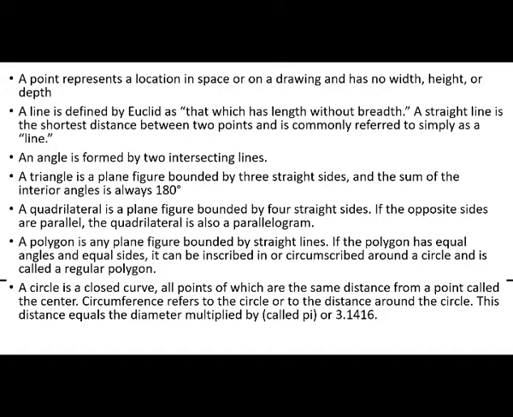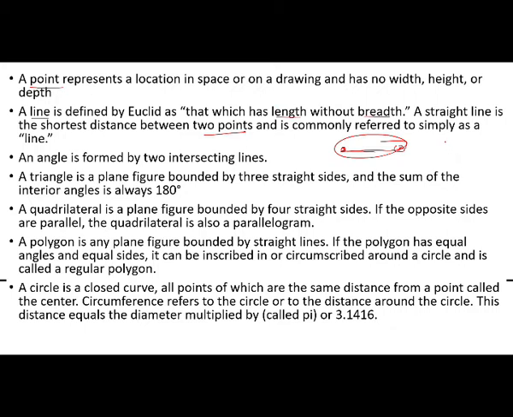So some important lines are there. A point represents a location in space or on a drawing and has no width, height, or depth. That is the definition of a point. A line is defined by Euclid as that which has length without breadth. A straight line is the shortest distance between two points, commonly referred to simply as a line. If we connect two points with a line, any line has at least two points. An angle is formed by two intersecting lines.